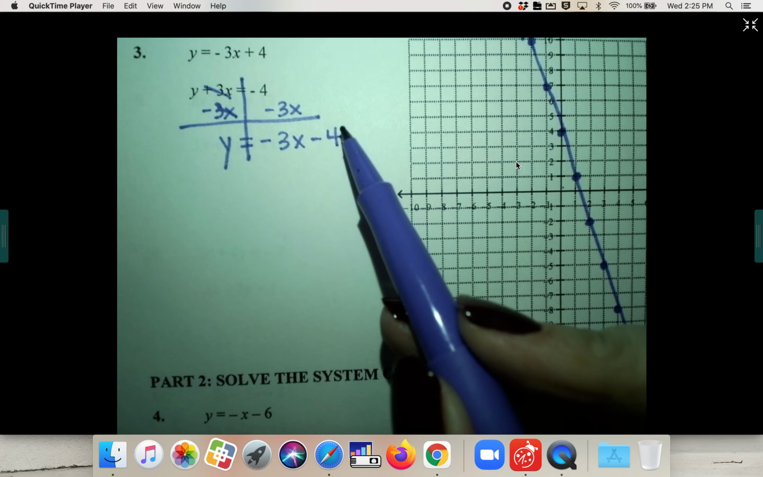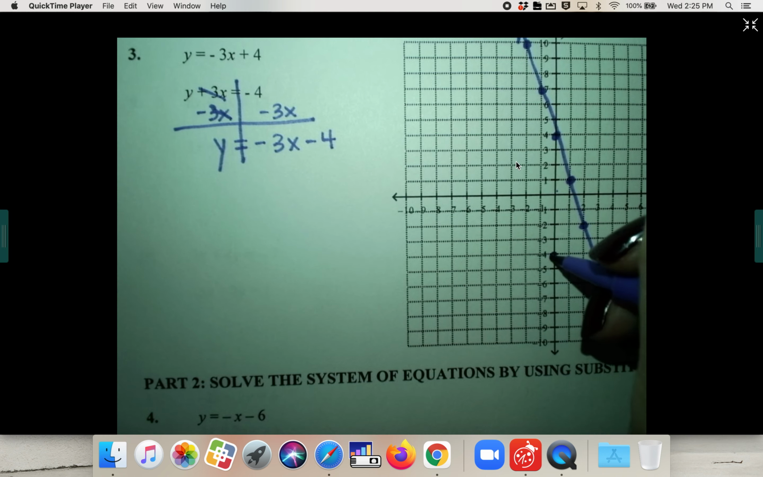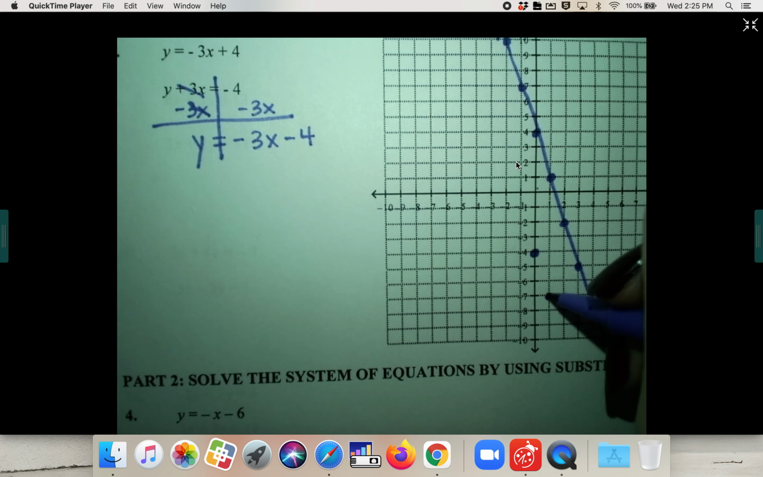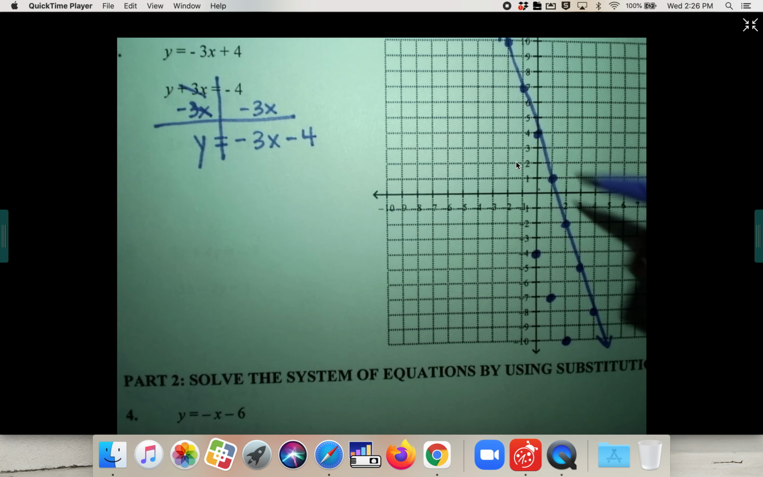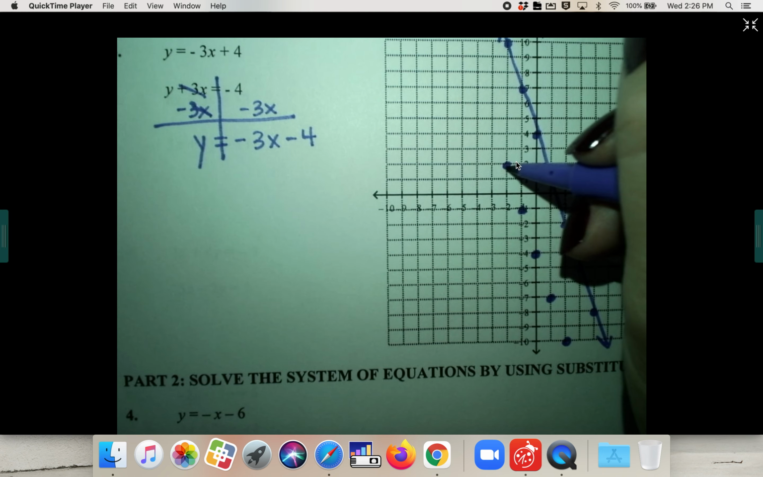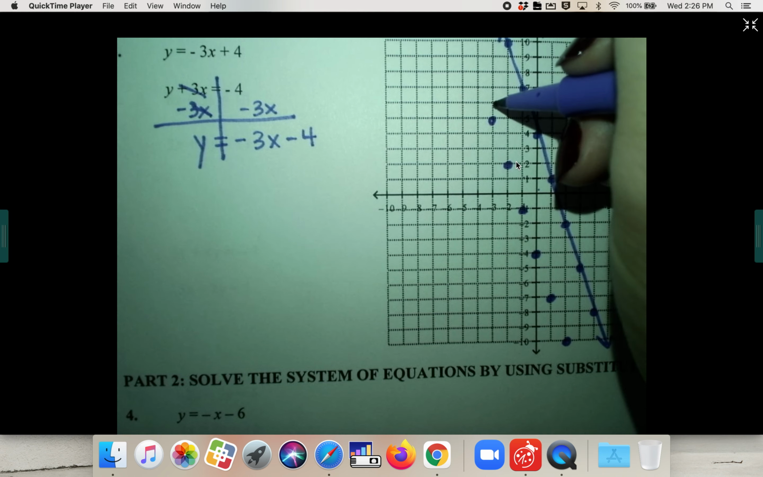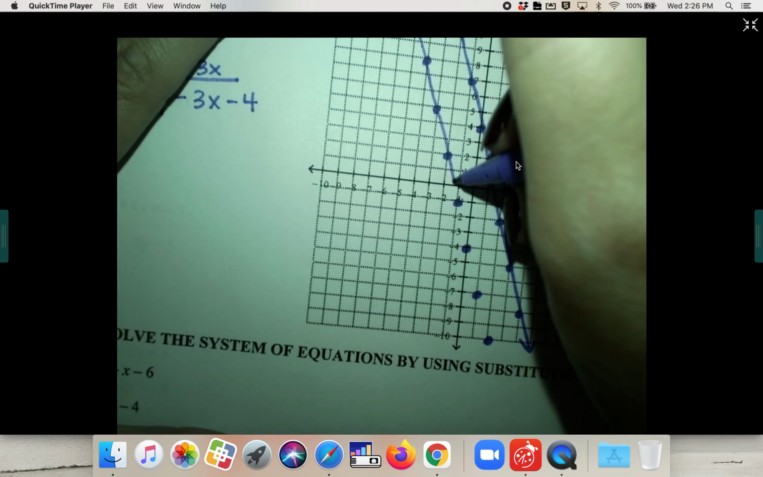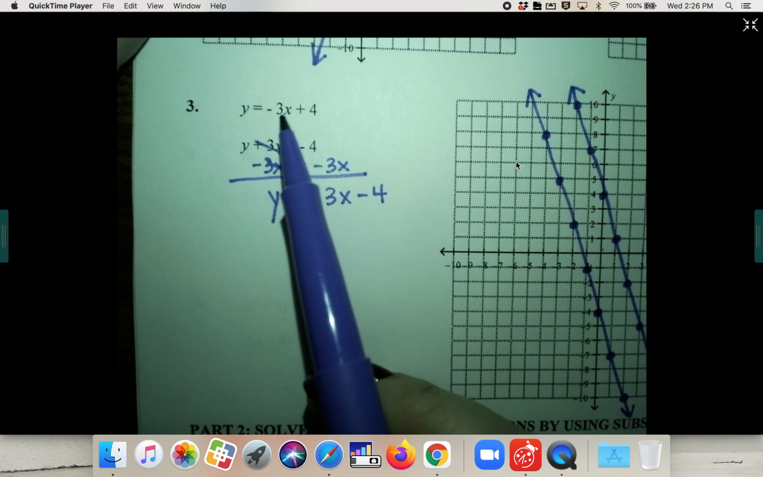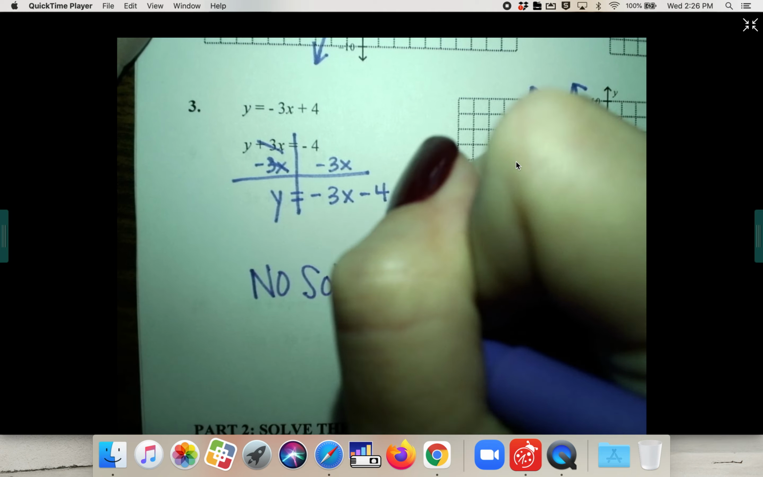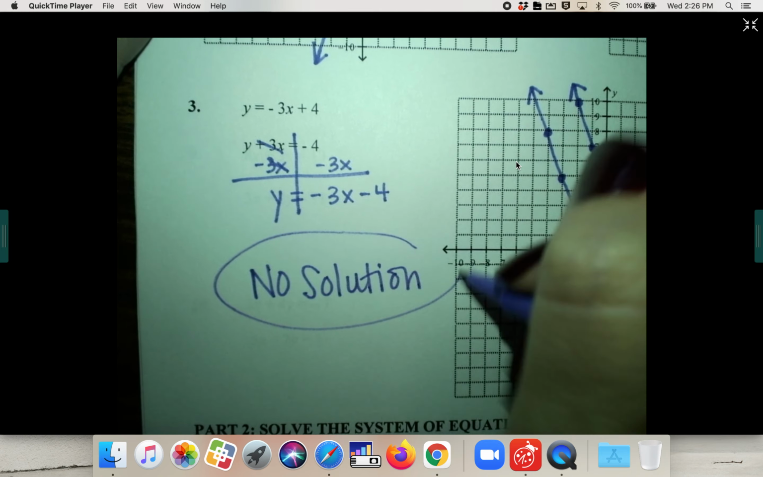So I'm going to put my first dot at negative 4 on the y-axis, and I'm going to go down 3 over 1. Down 3 over 1. This is feeling familiar. Go back up 3 over 1 just to continue it in the same direction. What you're noticing is it is staying the same distance away from my other dots because, once again, these are parallel. And we would have known that by looking at the slopes and seeing that this one is negative 3 and this one is negative 3, so they will never intersect. Therefore, they have no solution.